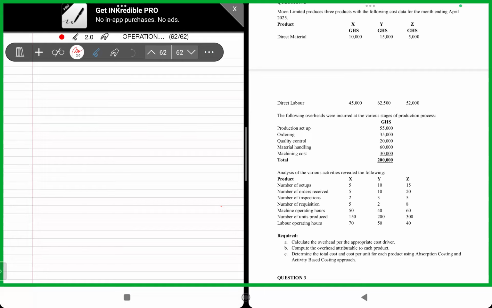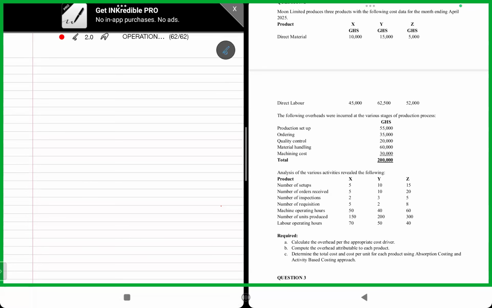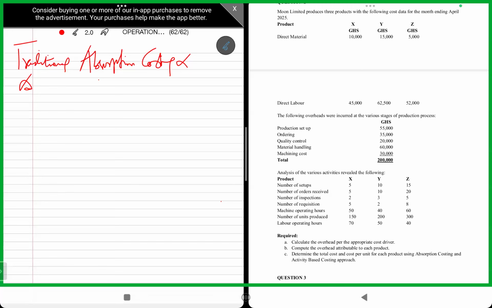Okay, let's start. Traditional absorption costing and activity-based costing.